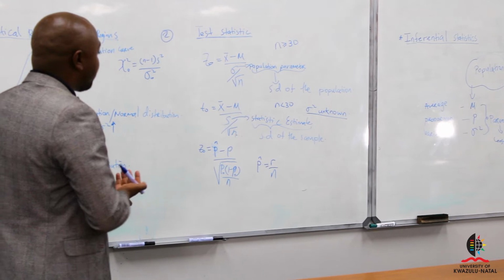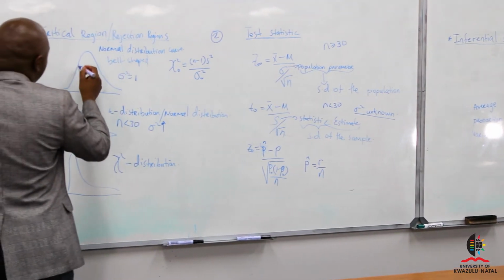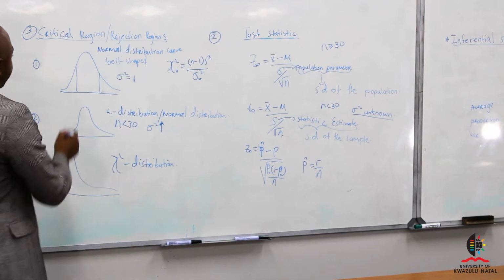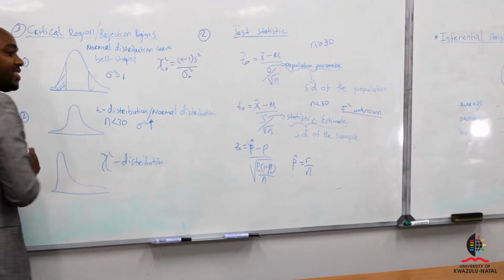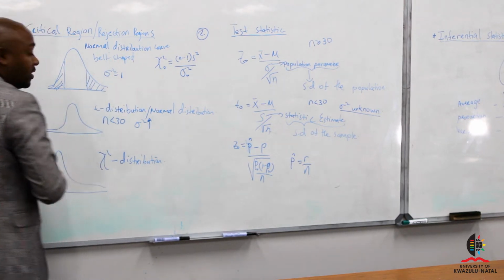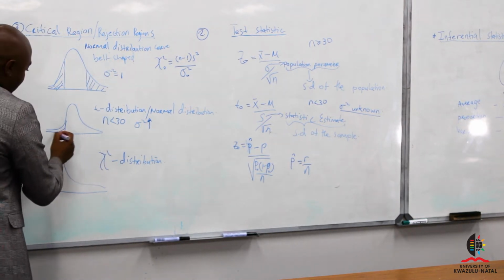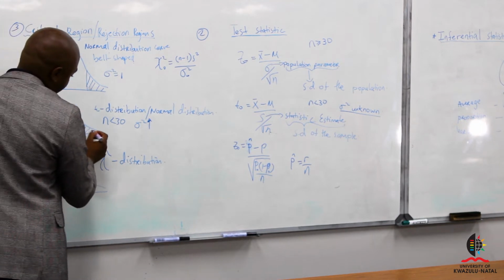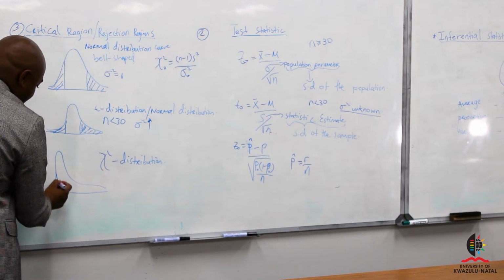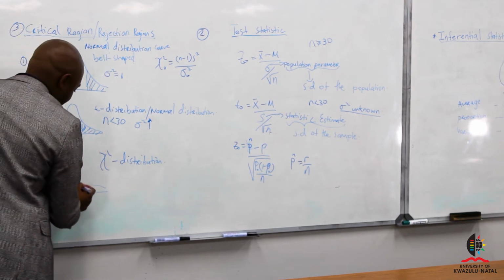Okay, so from there, each distribution has 2 sides of rejection. It's either the left-tailed or the right-tailed side, right? Even this one has this side and also this side. This one is this side and also this side.